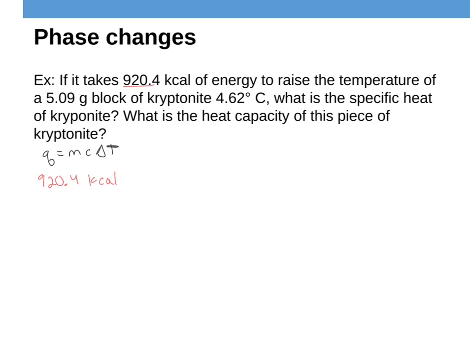Equals the mass, which I already have, right? They just flat out gave me the mass. The mass was given here. It just says it was 5.09 grams. We're looking for the specific heat, and I know what my dT is, I know what my change in temperature is, because they told me that this is my change in temperature, right? It says to raise the temperature 4.62. That means my delta T is positive 4.62 degrees Celsius. Now, if it said it lowered the temperature 4.62, I'd do a negative 4.62, but it said it raised it, so it's a positive value.